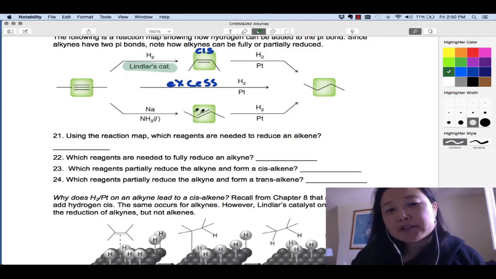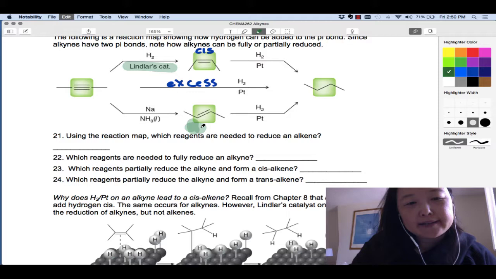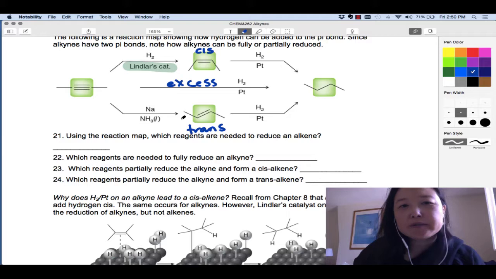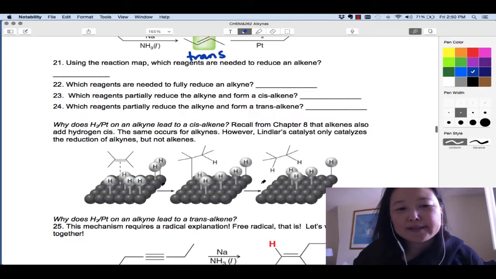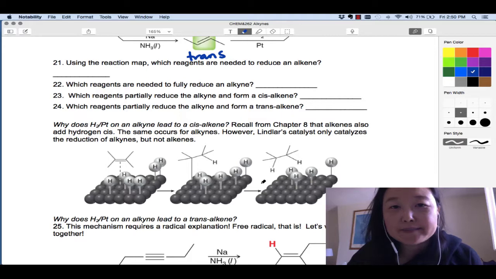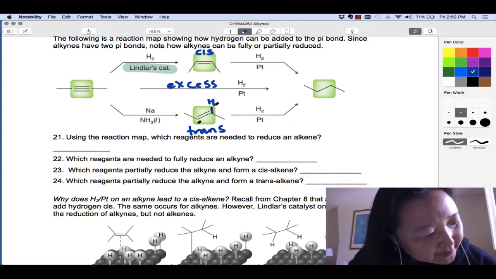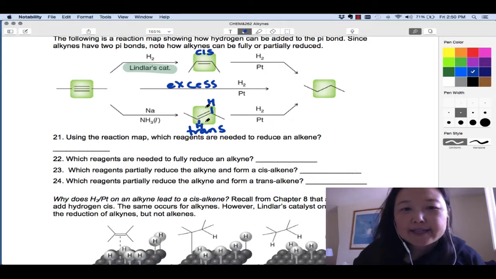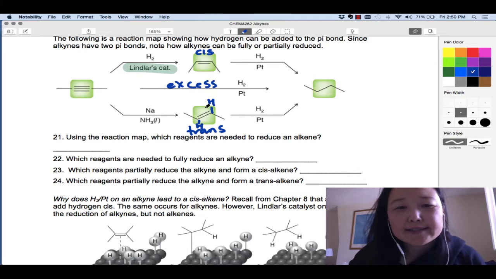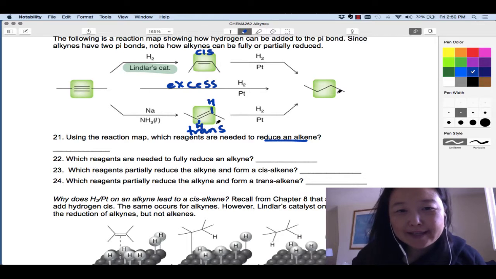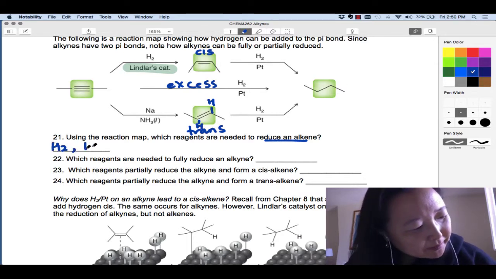If you want to stop at a trans alkene instead of a cis alkene, you'll have to go through a totally different mechanism, because using this method means you're always going to add hydrogen on the same side. To get opposite side addition, where the hydrogens are on opposite sides, you're going to need a totally different reagent system. Of course, once you get the alkene, it doesn't matter how you got here. You can have a cis or a trans, just add hydrogen again. So to reduce an alkene, you just need hydrogen with platinum or palladium.